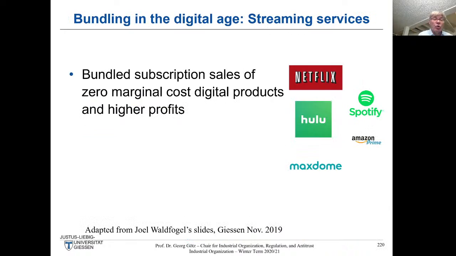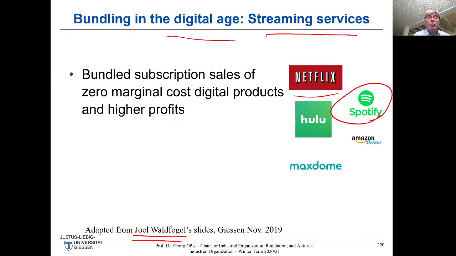Last year we had Joel Waldfogel from the University of Minnesota, who is rather famous in terms of digital goods and the analysis of these kind of digital products. He gave a talk here in our research seminar, and he gave a rather related example here. Bundling in a digital age. Now it's no longer these TV stations, now it's streaming services like Netflix and Spotify.